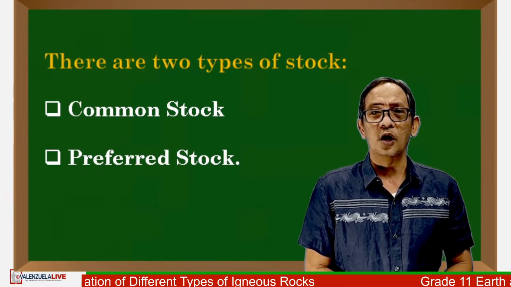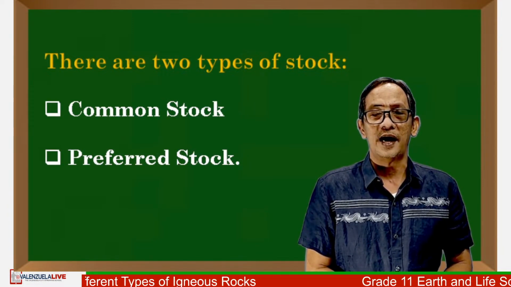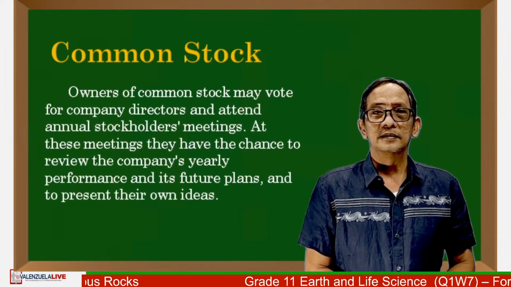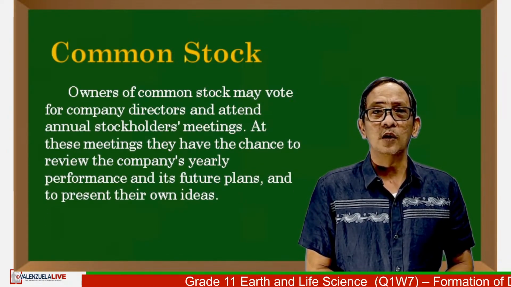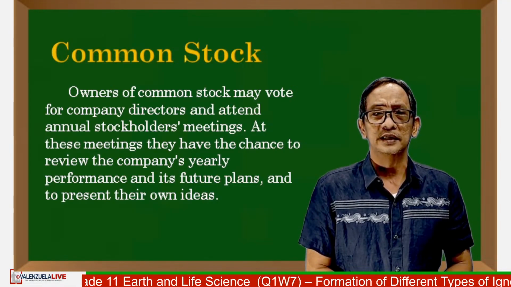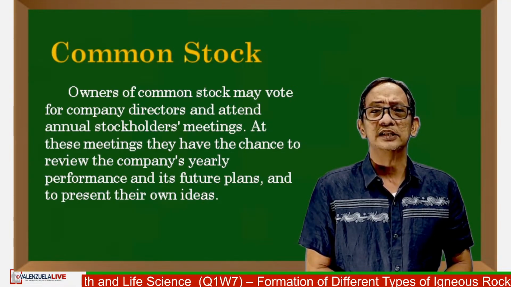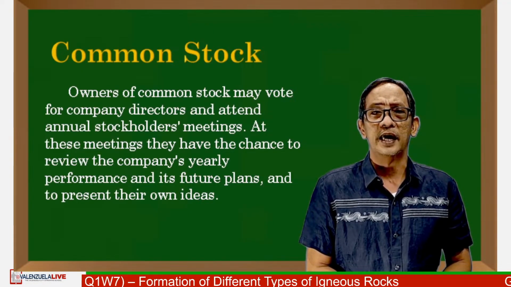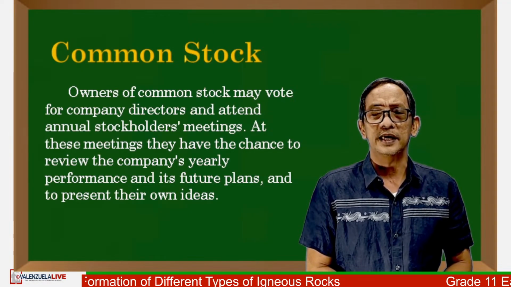There are two kinds of stock: common stock and preferred stock. Owners of common stock may vote for company directors and attend annual stockholders meetings. At these meetings, they have the chance to review the company's yearly performance and its future plans and to present their own ideas.